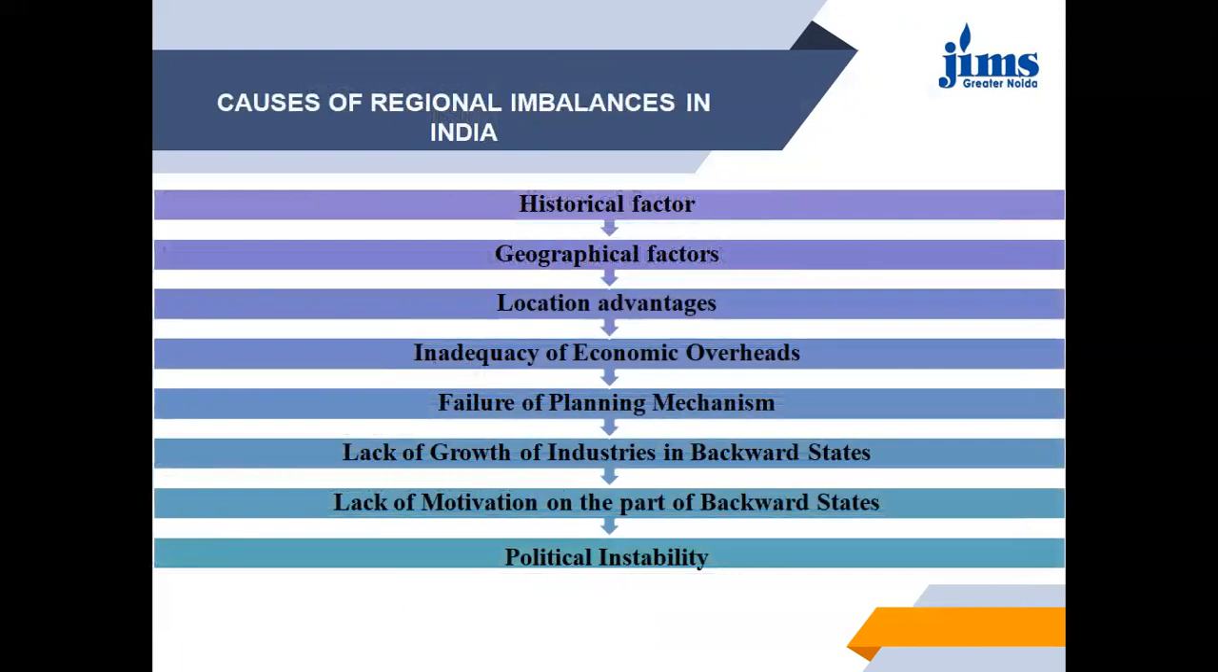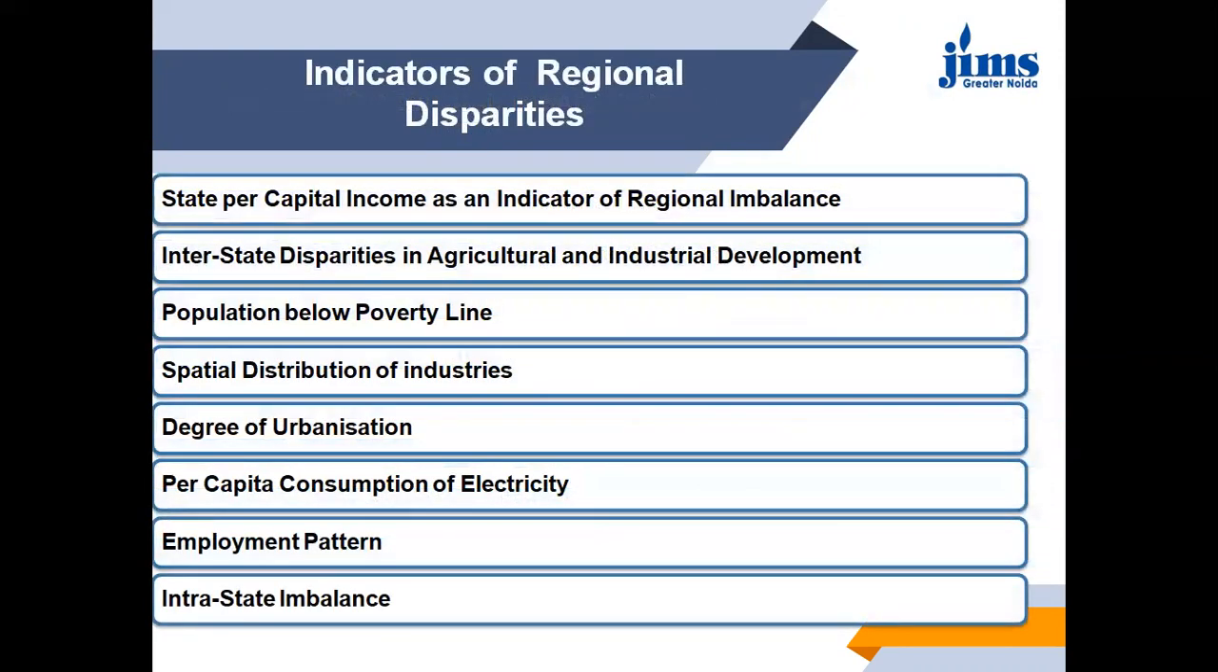Then the second point is interstate disparities in agricultural and industrial development. This is another important indicator of regional disparity. It is the differences in the level of agricultural and industrial development between the different states of the country. Like in India, states like Punjab, Haryana, and parts of Uttar Pradesh record a high rate of agricultural productivity due to their high proportion of irrigated areas and higher level of fertilizer use. But in other areas, like the northeast, or the extreme north like Ladakh, we can't see that much agricultural land.